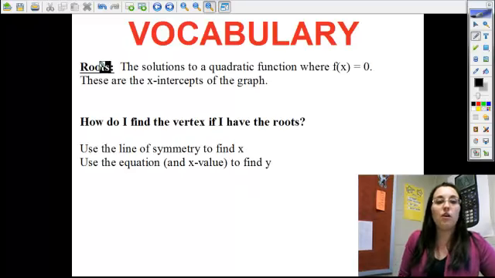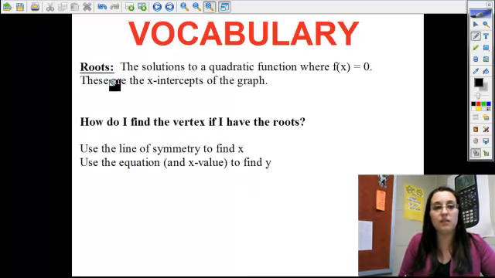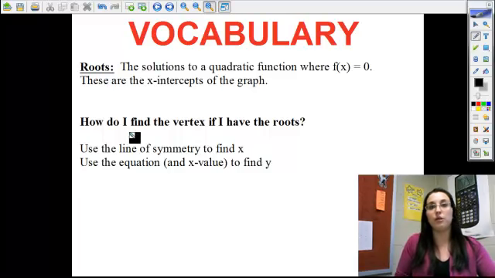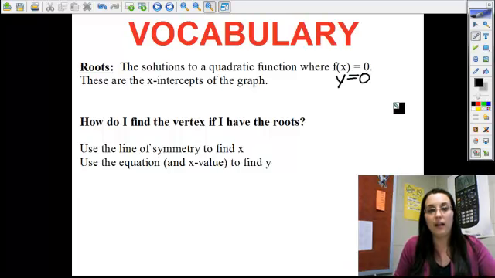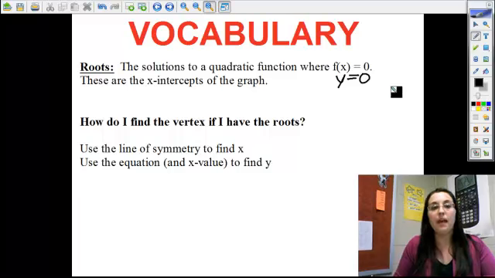So you need to know what this word is, what roots means. Just like you had to learn the vocabulary of slope and y-intercept when you were doing linear equations, this is just one of the terms that goes along with all quadratic functions. They are going to have roots. And the solutions to a quadratic function where f of x equals 0 are called the roots. So remember that f of x really just means y. So we're just really trying to find out when y is going to equal 0. And that is on a graph the x-intercepts.